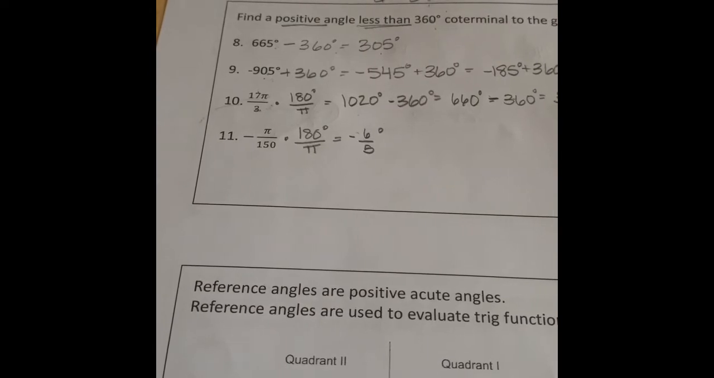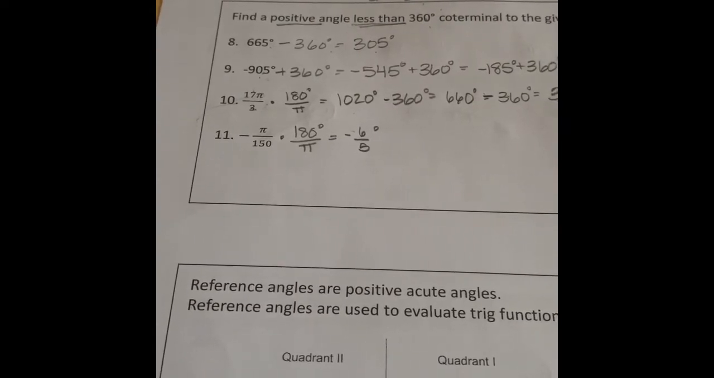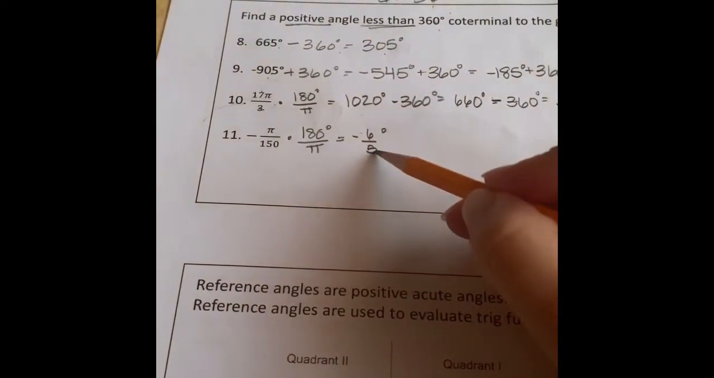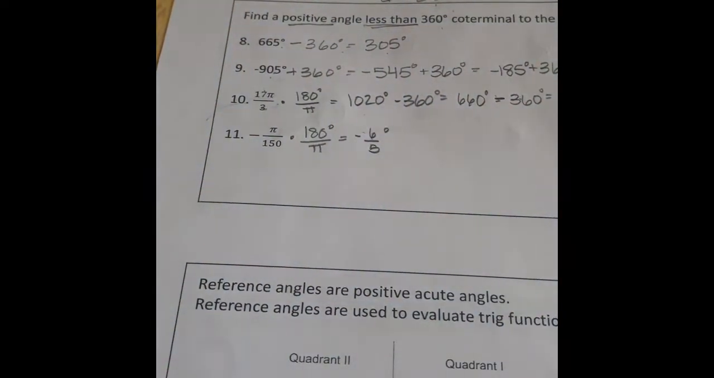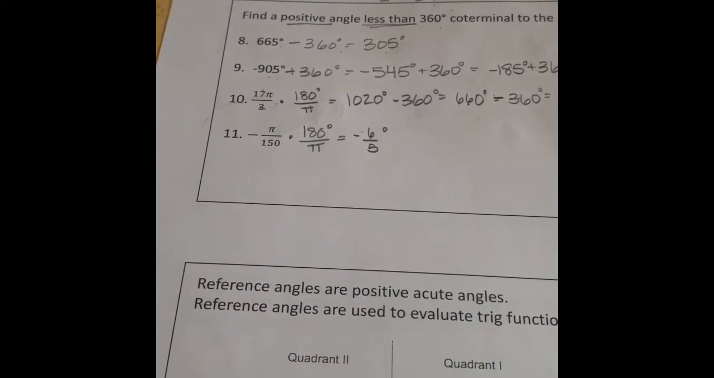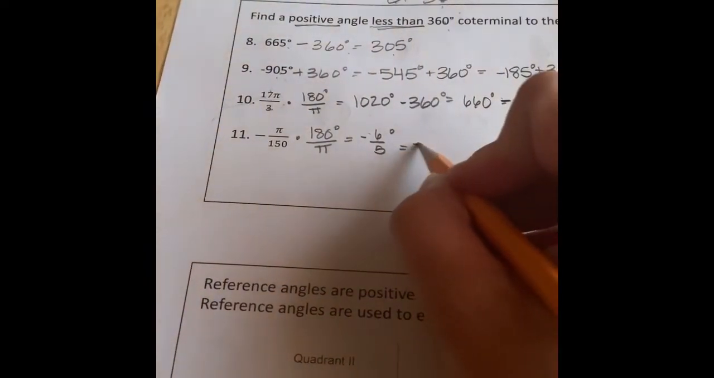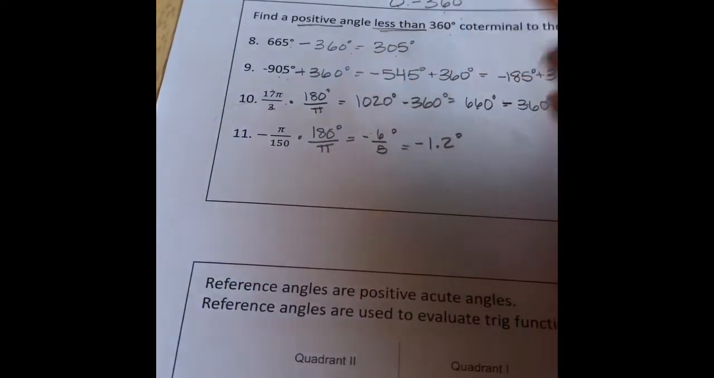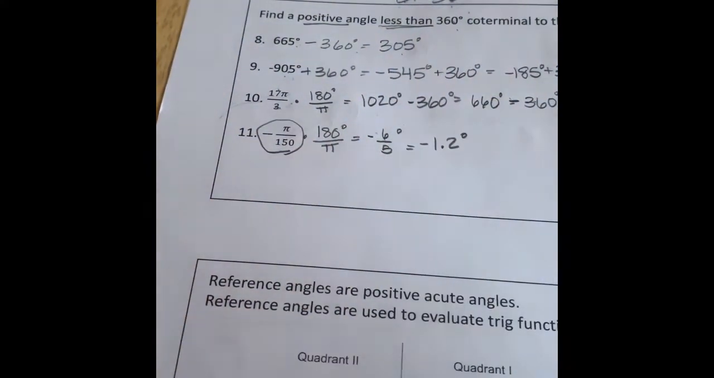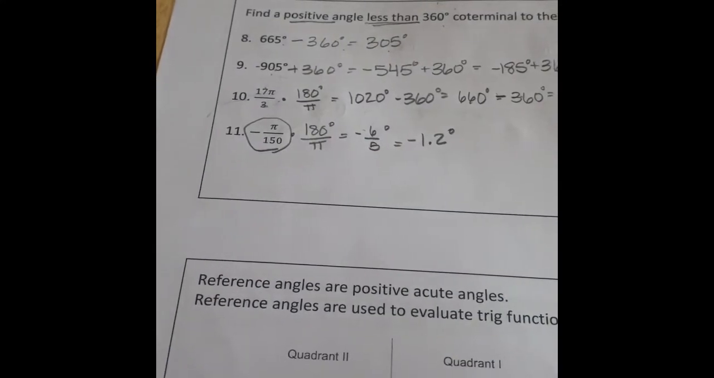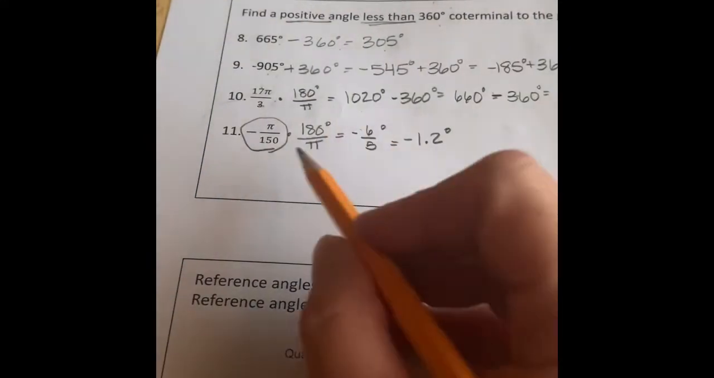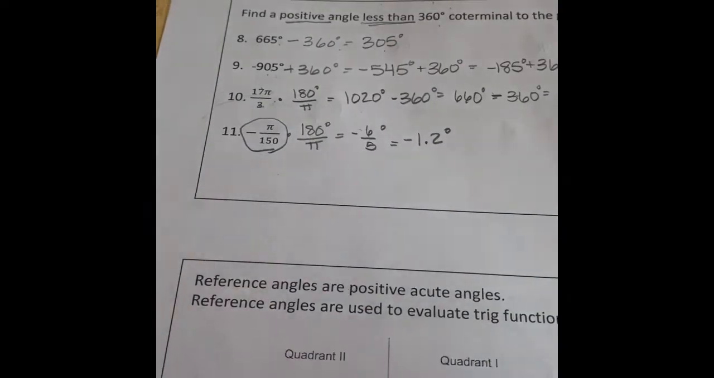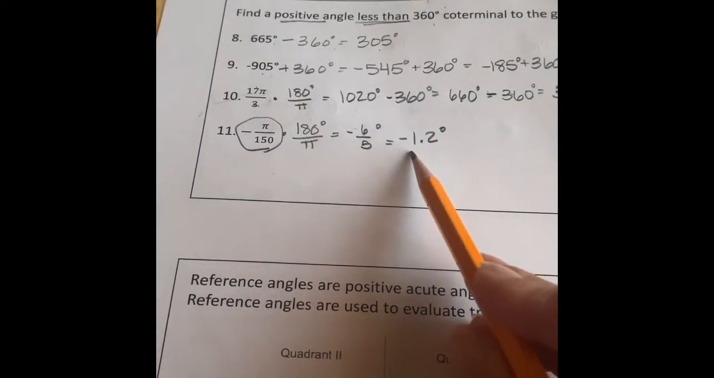and 180? It is, because if you took 6 divided by 5, you would get approximately 1.2 degrees. So this is the same thing as saying negative 1.2 degrees, which is between 0 and 360, which means this original problem is its own coterminal angle because of the fact that it's an angle between 0 and 360, okay?